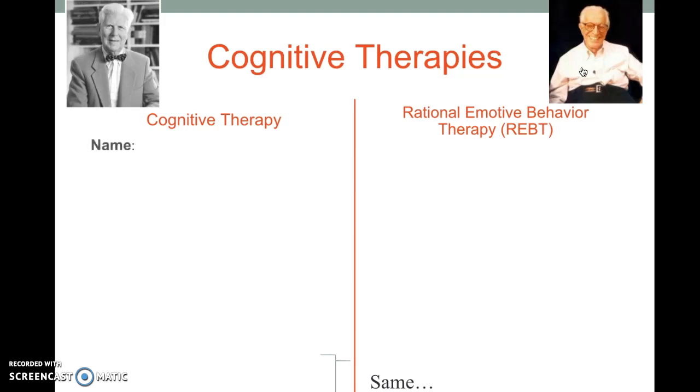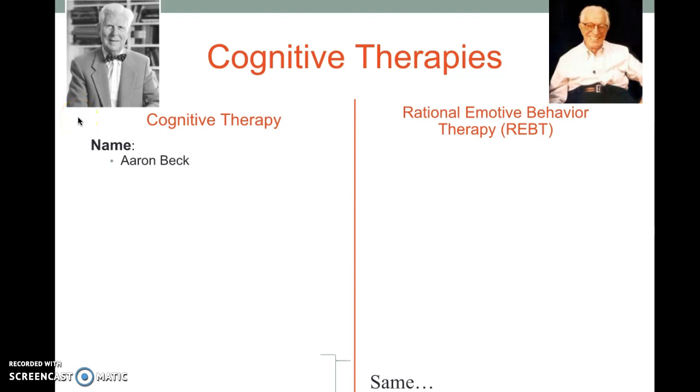They feel differently, and people who are practicing one might use slightly different techniques than the other. So we're going to start on the left here with Beck's cognitive therapy. The gentleman we're looking at up here in the picture with the bow tie, that's Aaron Beck.